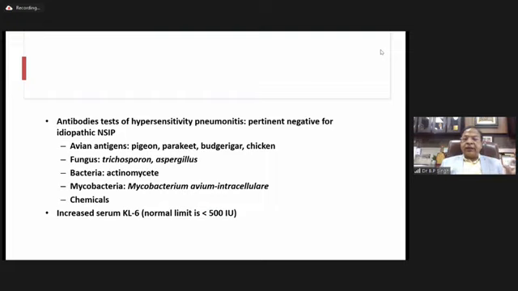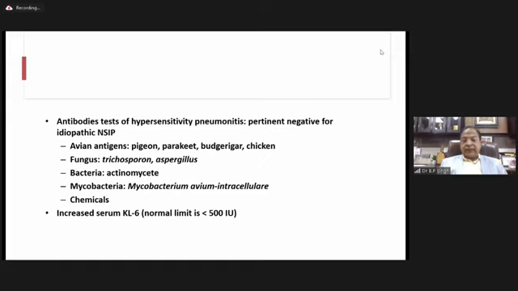Antibody tests for HP, hypersensitivity pneumonitis, are usually negative in idiopathic NSIP. These are against antigens such as avian antigens: the pigeon, the parakeet, the budgerigar, and chicken. Fungi like Trichosporon and Aspergillus are important ones. Among bacteria, Actinomyces is very important for HP, along with mycobacteria like Mycobacterium avium intracellulare, and chemicals.